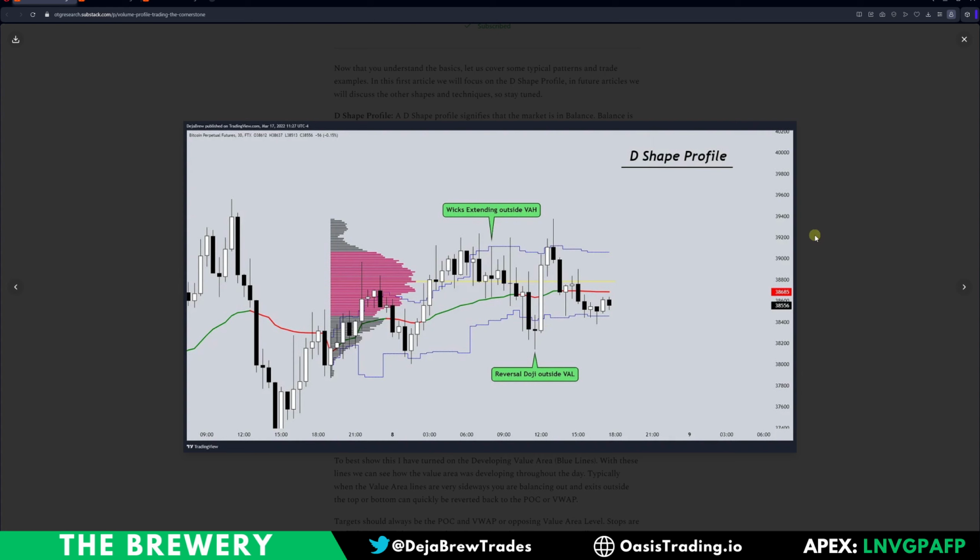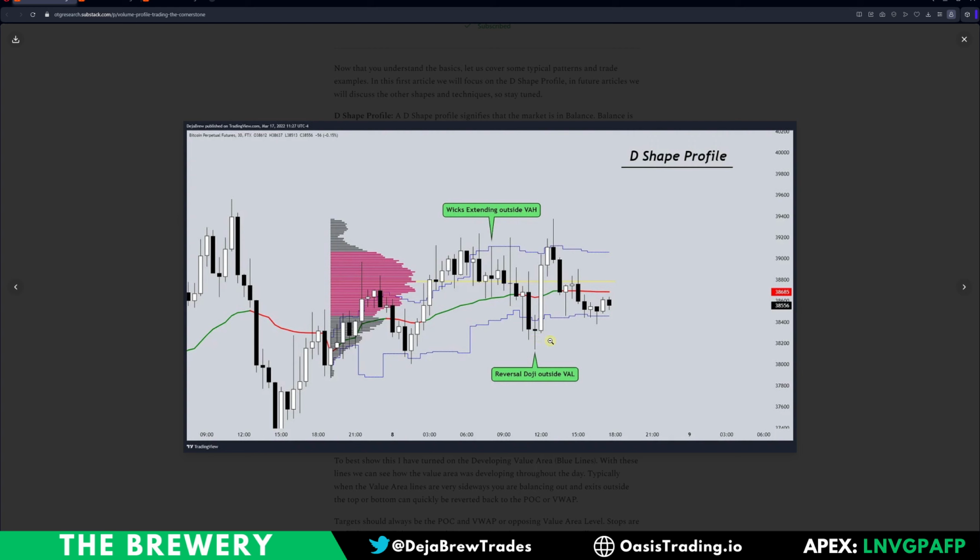So typical trades you can look for on a D-shaped profile is when price is wicking the value area high or value area low, seen in this wick right here, this wick right here, and a couple of wicks over here as well. Or you could also look for bottom reversal patterns or top reversal patterns on the candlesticks. So in this case here, we had a reversal doji right outside that value area low.